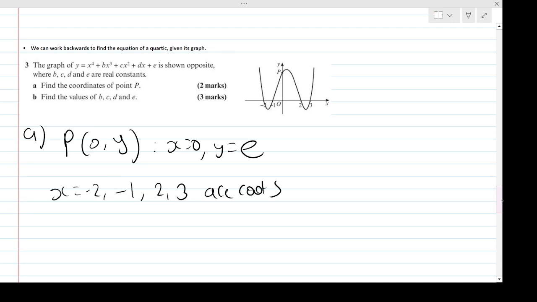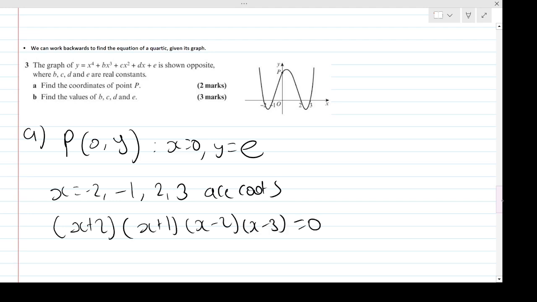Now remember, we can work backwards and put these as factors. If these are the roots, then we can have x plus 2, x plus 1, x minus 2, x minus 3, and that would be equal to 0, because if we were to solve these factors, you would get these roots. Okay, remember.